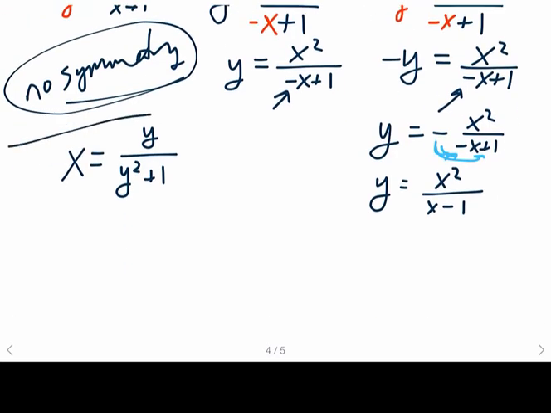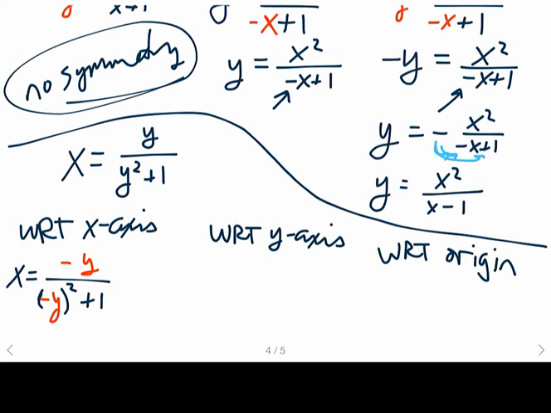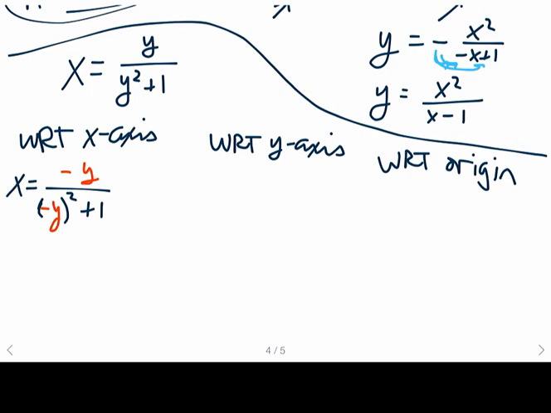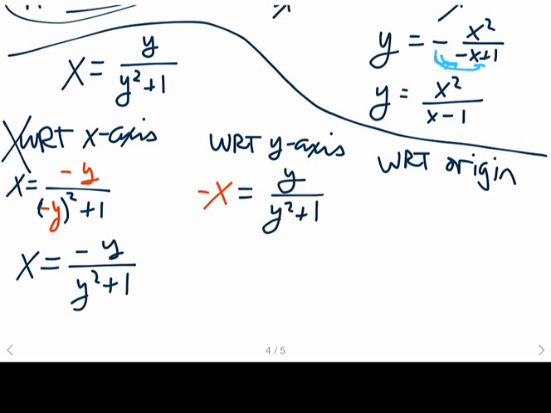Finally, why don't you test the equation x equals y over y squared plus 1 for symmetry. Testing with respect to the x-axis, we replace y by negative y. And when I do so, when I simplify, I get x equals negative y over y squared plus 1, which is not what I started with, so no to the x-axis. Testing with respect to the y-axis, we replace x by negative x, and there's no going back to where we came from there.